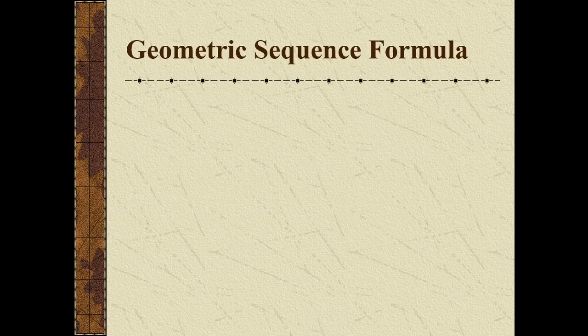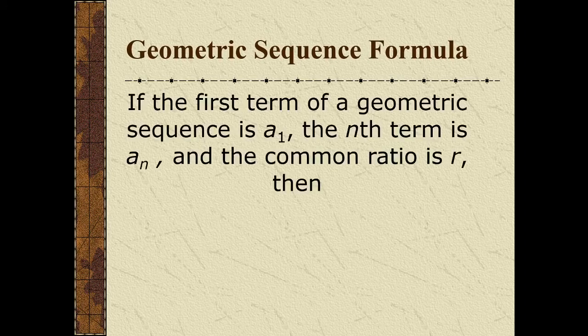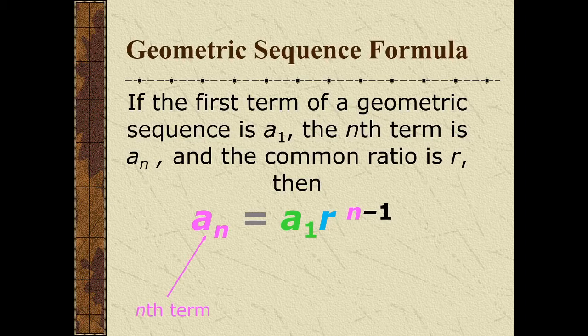Okay? Now, this is our geometric sequence formula. If the first term of a geometric sequence is a sub 1, the nth term is a sub n, and the common ratio is r, this is the formula. A sub n is the nth term, a sub 1 is the first term, r is the common ratio. And r is simply the number you multiplied. Okay? Now, let's apply this in our next example.